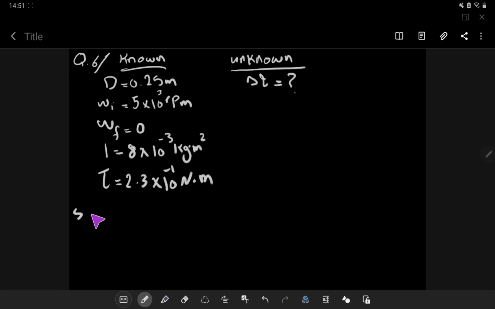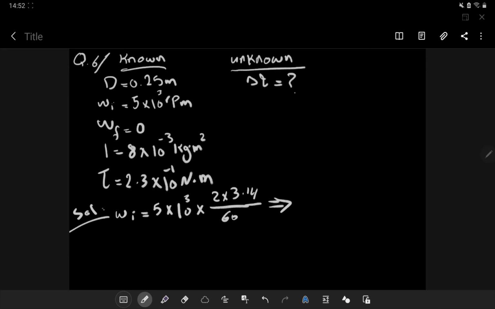So in the beginning, this is the solution. Omega initial is equal to 5 times 10 to power 3. I will convert it to rad per second, so I should multiply it by 2 times 3.14, this is the pi, and over 60 to convert the minute to the second. So the result will be omega initial equal to 0.523 by using the calculator, multiplied by 10 to power 3. This is rad per second.